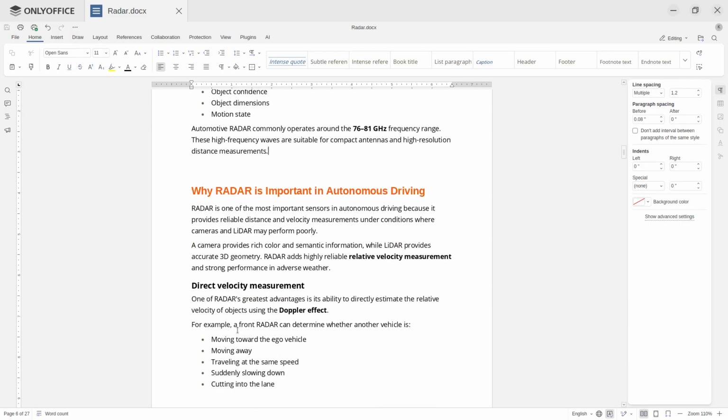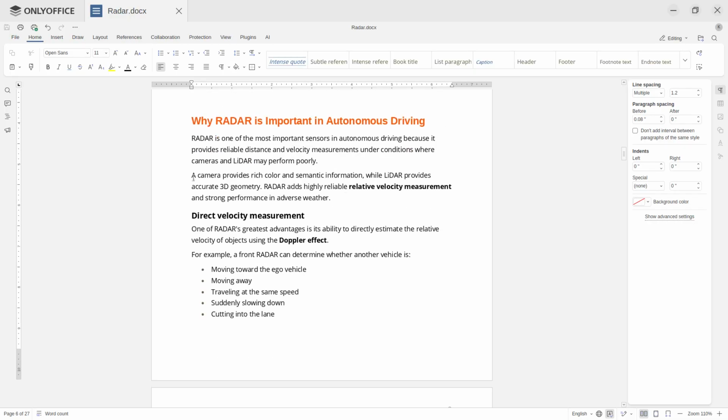Next, let's talk about the next topic. Why radar is important in autonomous driving. Radar is one of the most important sensors in autonomous driving because it provides reliable distance and vehicle velocity measurements under conditions where cameras and LiDAR may perform poorly. A camera provides rich color and semantic information while LiDAR provides accurate 3D geometry. Radar adds highly reliable relative velocity measurement and strong performance in adverse weather.